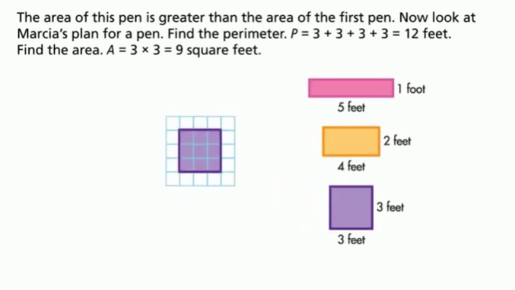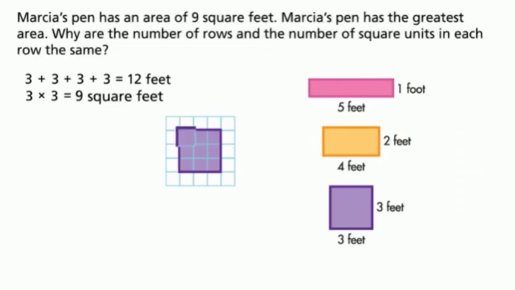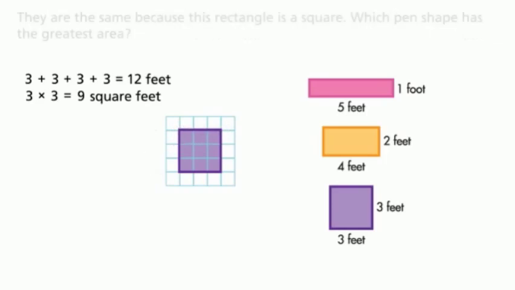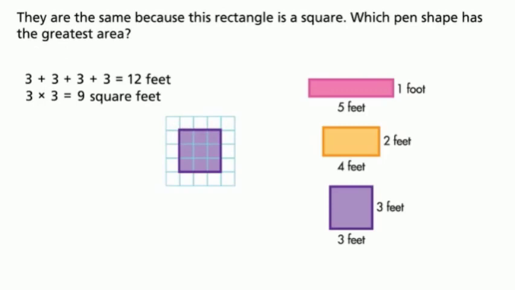Now look at Marcia's plan for a pen. Find the perimeter. P equals 3 plus 3 plus 3 plus 3 equals 12 feet. Find the area. A equals 3 times 3 equals 9 square feet. Marcia's pen has an area of 9 square feet. Marcia's pen has the greatest area. Why are the number of rows and the number of square units in each row the same? They are the same because this rectangle is a square.